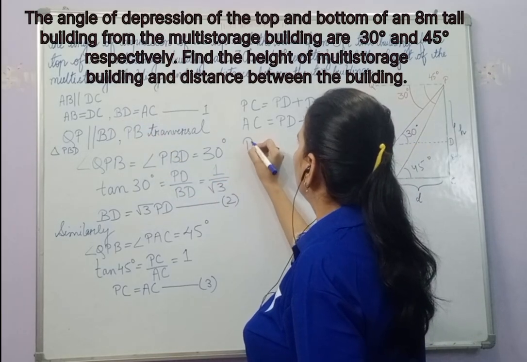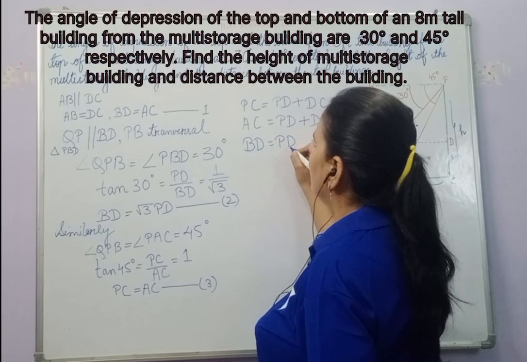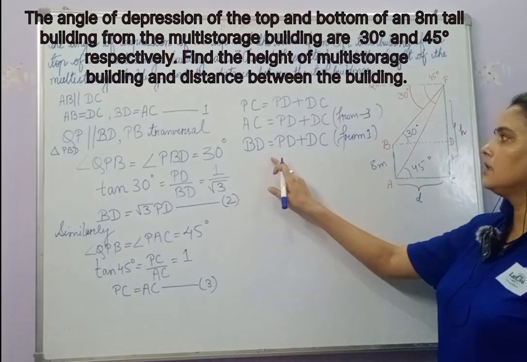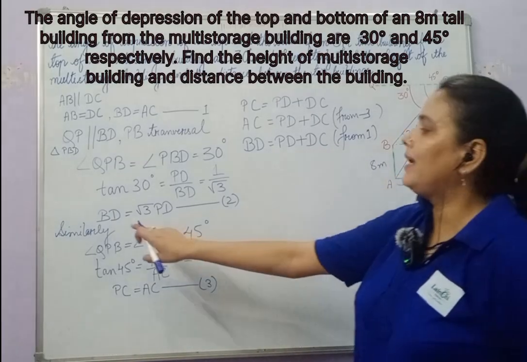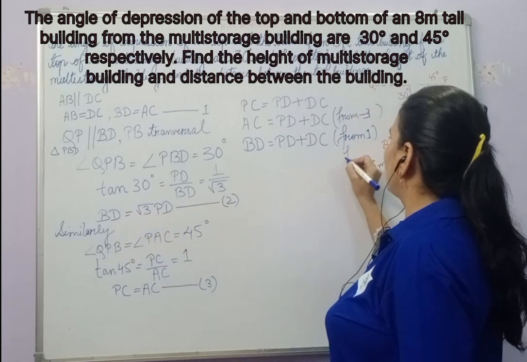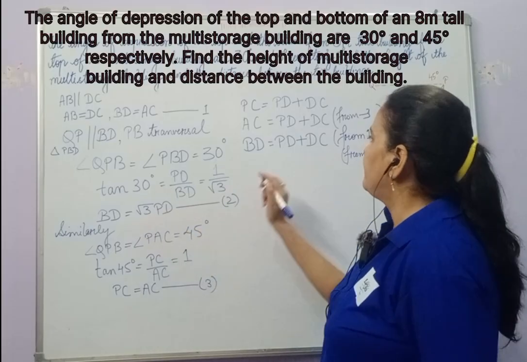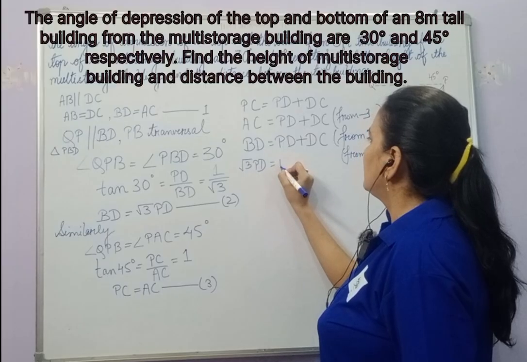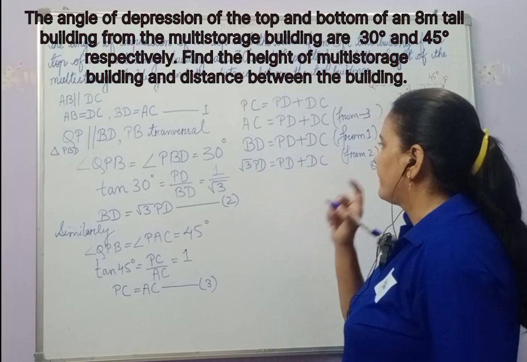So I'll write BD is equal to PD plus DC. Is it clear? BD is equal to PD plus AC, I can write. And we know the value of BD. What is the value of BD? From second, value of BD is root 3 PD. So it will be root 3 PD is equal to PD plus DC.